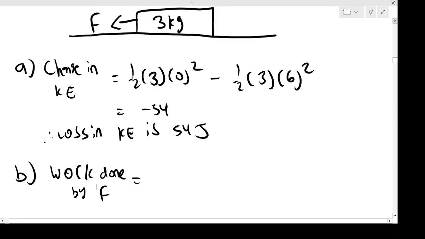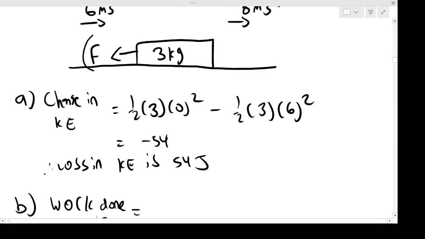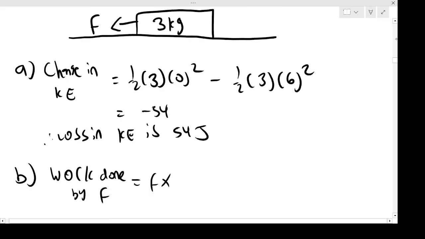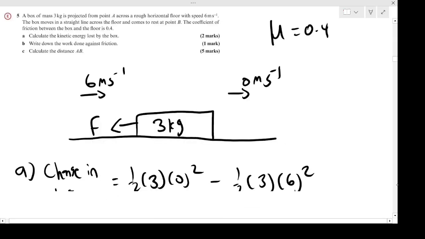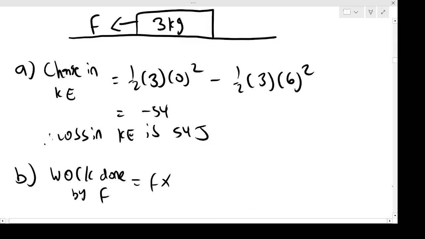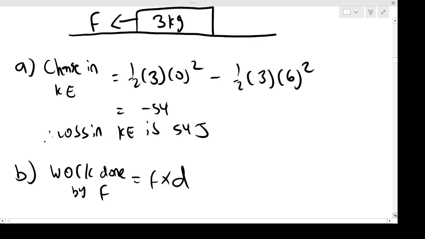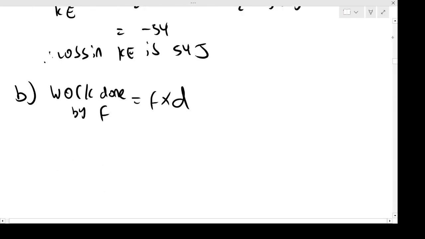Work done by F, the friction force, is going to be the force times distance, right? It's going to be F times the distance, which is... They've not told me that, actually. So we don't know either, which is very unhelpful. So we obviously can't proceed by using the formula. So to work out the work done, we need to consider the work energy principle instead.